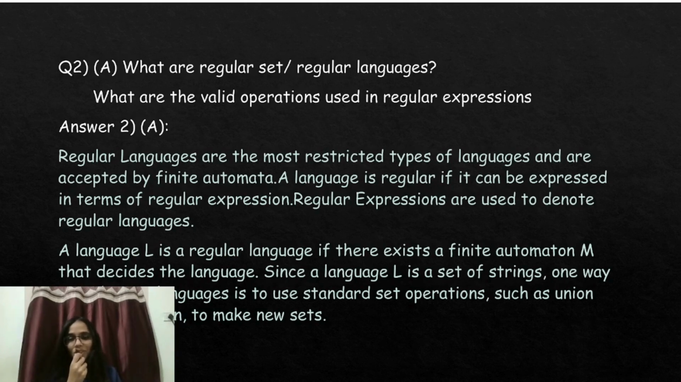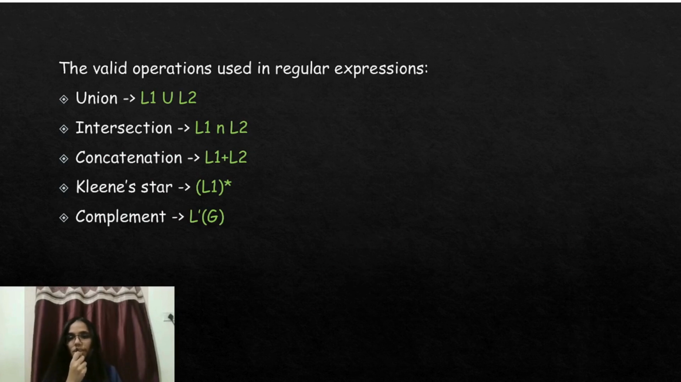Regular expressions are used to denote regular languages. A language L is a regular language if there exists a finite automata for it that decides the language. If a regular language exists, there should exist a finite automata according to the regular language. Since a language L is a set of strings, one way to make a new language is to use standard set operations such as union and intersection to make new strings. The valid operations used in regular expressions are union, that is L1 union L2, intersection, that is L1 intersection L2, concatenation, that is L1 plus L2, Kleene star, that is L1 star, and complement, that is L complement.